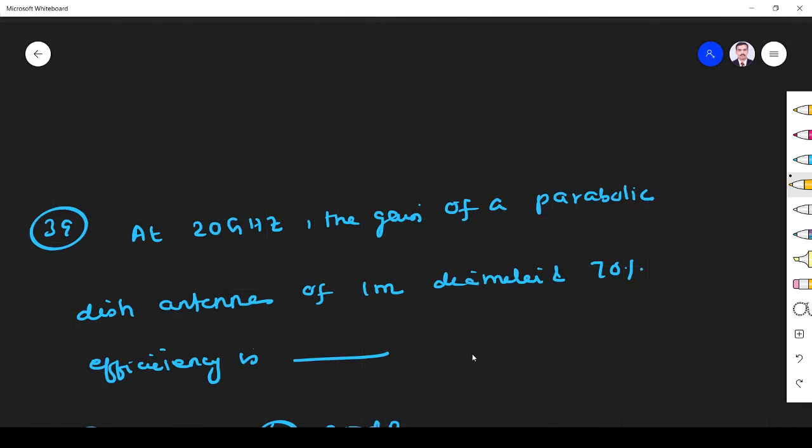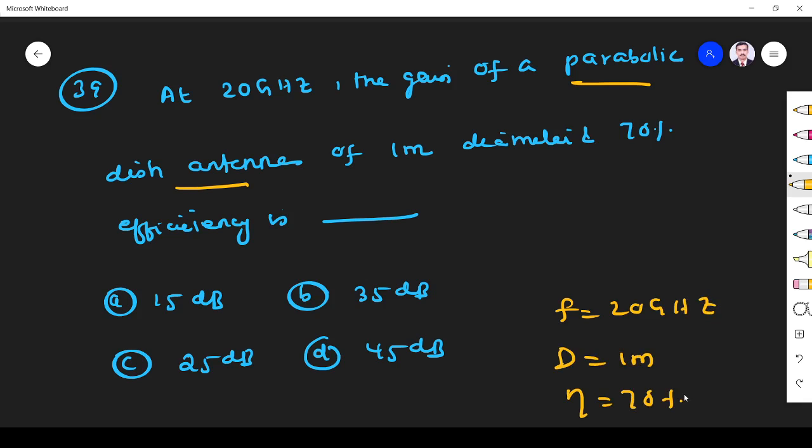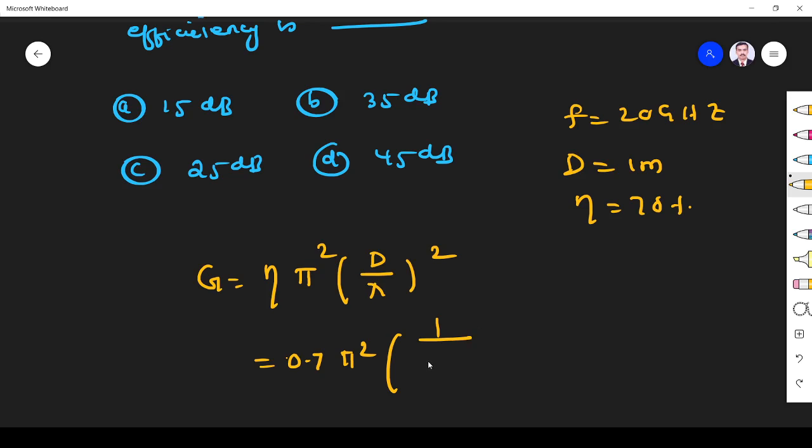Next one is, at 20 gigahertz, the gain of a parabolic dish antenna of 1 meter diameter and 70% efficiency is? Okay, so it is a parabolic dish antenna. F is equal to 20 gigahertz, diameter 1 meter, efficiency is 70%. They are asking about gain. Gain of the parabolic dish antenna is given by G is equal to eta times pi squared times (D by lambda) whole squared. Eta is 70%, so 0.7 pi squared. D is diameter 1. Lambda is C by F. C is 3 into 10 power 8. F is 20 into 10 power 9.